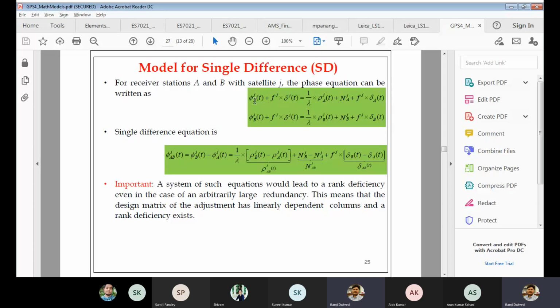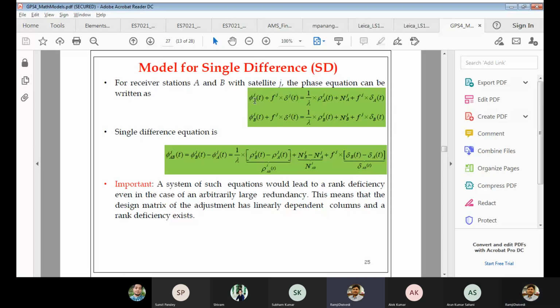The moment you subtract it, the moment you take a difference from 1 to 2, you are performing the single difference. Please remember, the single difference is performed for raw observable. You have raw observable with you and you are differencing these raw observable. So when you difference phi abj t, that means you are differencing the raw observable collected at B and the raw observable collected at A. The moment you difference it, the right hand side is 1 by lambda rho B minus rho A, NB minus NA, and delta B minus delta A. It's fairly clear. There is no problem at all in this.